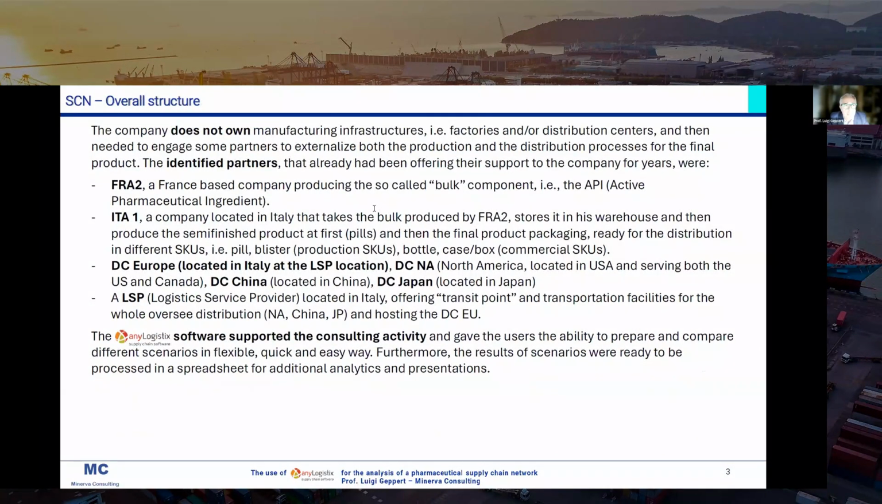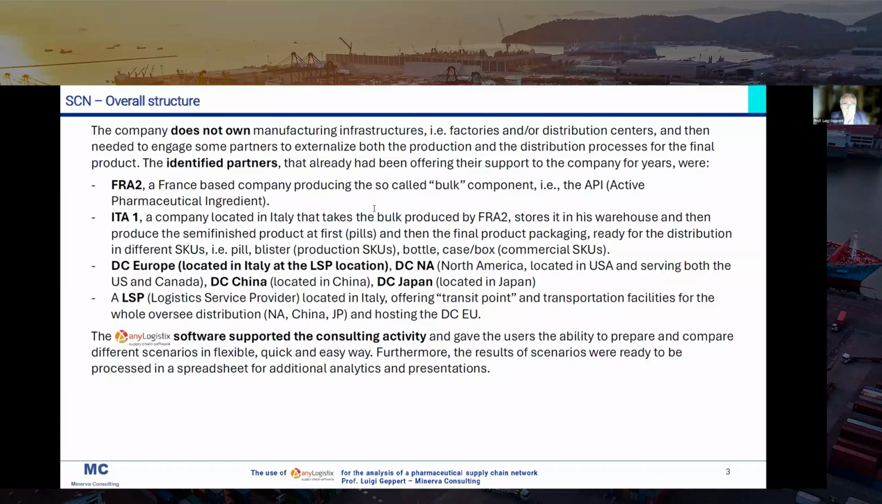So let me say, first of all, that the company we are talking about didn't own and doesn't own any manufacturing infrastructures, in the sense that they don't produce, they just do research, except in some very simple cases. In this case, they decided not to own the manufacturing infrastructures, taking into account that the production volume needed to face the worldwide launch of this product was very high.